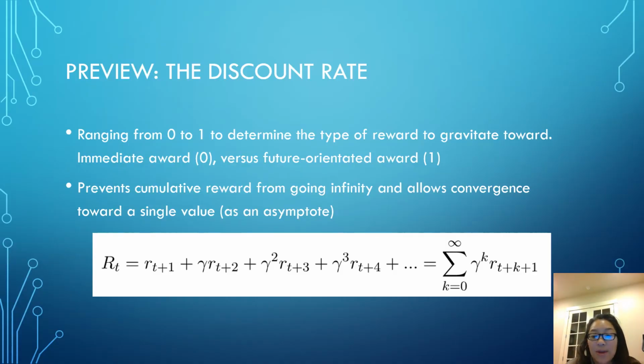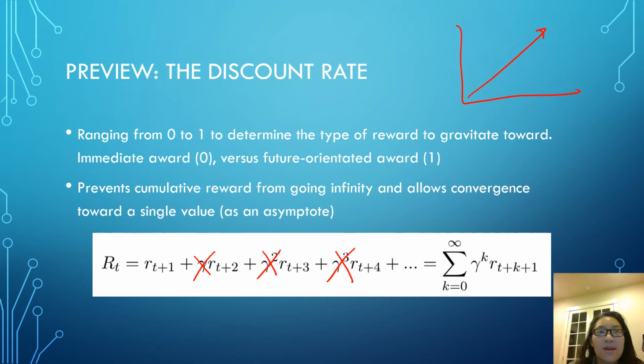Let's talk about the discount rate. The discount rate is typically talked about in the context of reward. So the reward function equation is given below. R_t is equal to R subscript t+1 plus gamma times R subscript t+2, etc. If the gamma, or the discount rate, was not present in this equation, we can see that R_t just increases as t goes to infinity. We would like the reward to be a single value. So having the gamma present, in the sense that it increases exponentially at each term, prevents the cumulative reward from going to infinity and allows convergence towards a single value.